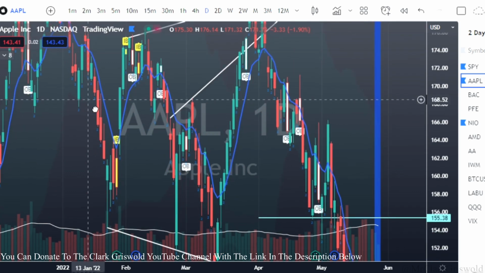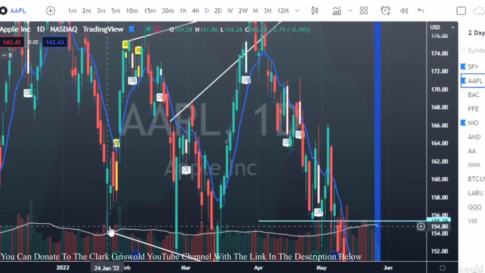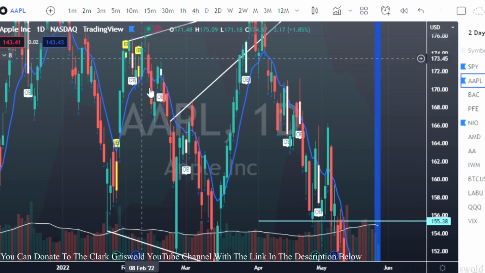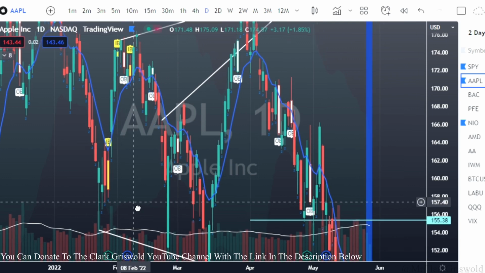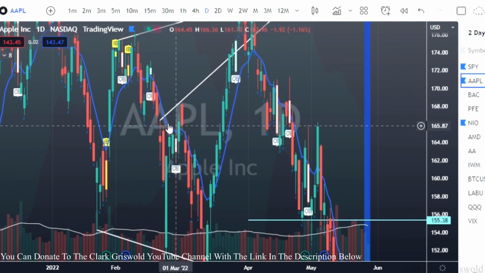So I've drawn here this lower low. So we've gone from a lower low to a higher high. And then look, we came back down to this lower low, which is my point here. And then we came back up, stopped here, and came back down. So I drew another one.